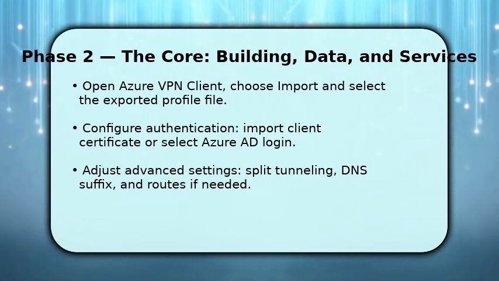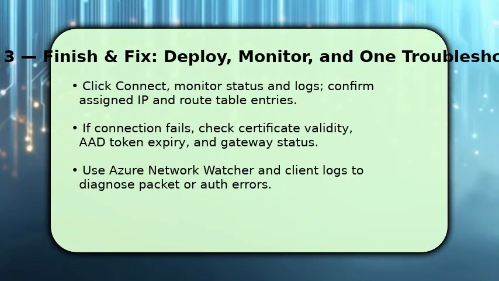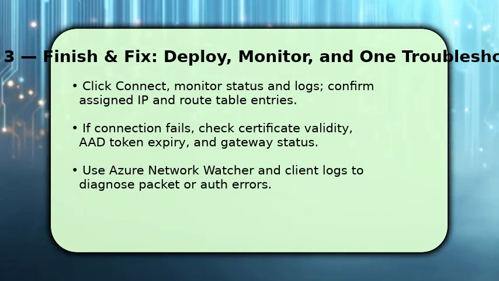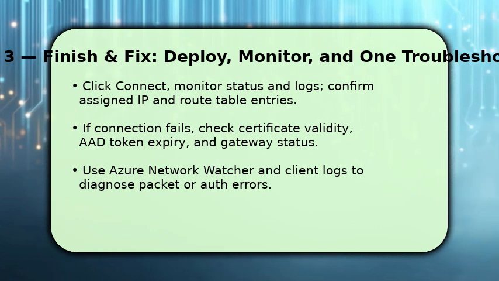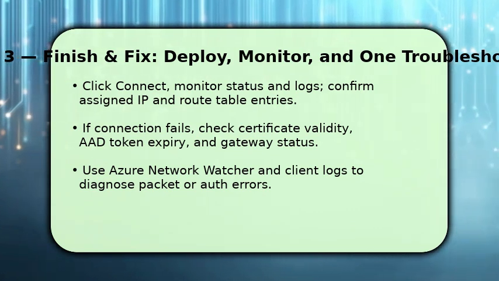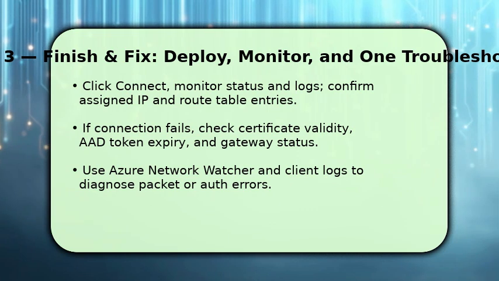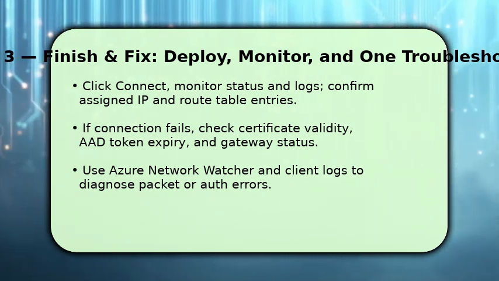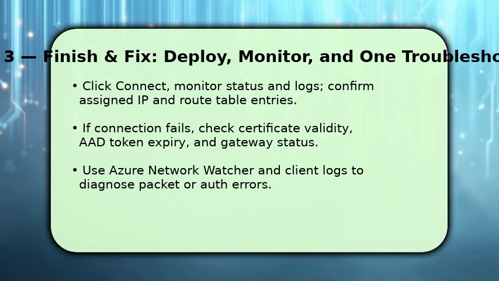You connect by selecting the profile and pressing connect. Watch the client status and logs to confirm you receive an Azure-assigned IP and correct routes. If the connection fails, check the certificate's validity dates or the Azure AD token expiry. Also verify the virtual network gateway is provisioned and not in failed state.